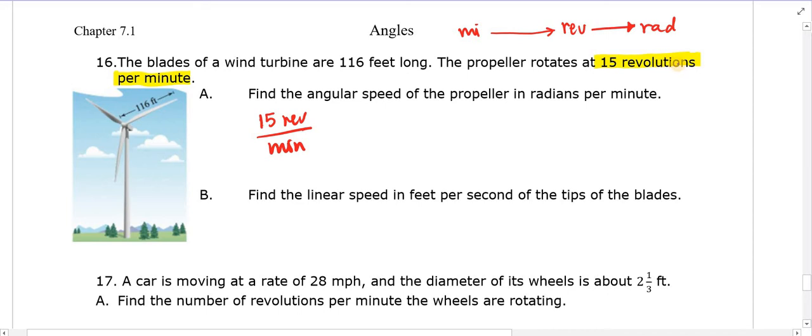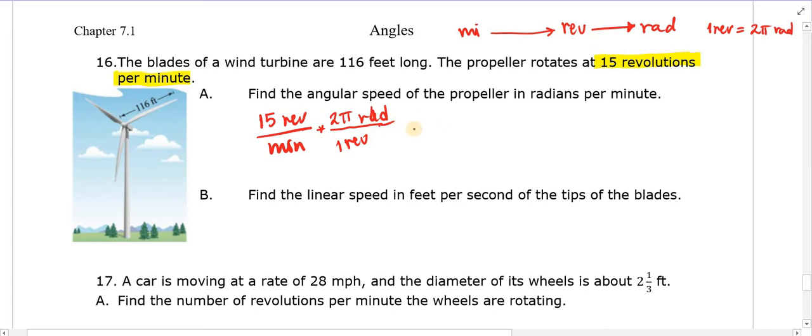So I'm going to ask myself, how many radians are in one revolution? And the answer is very simple. One revolution is going to have 2 pi radians, always. I need to remove the revolution, so I have to write the revolutions in the denominator. So one revolution is equal to 2 pi radians.